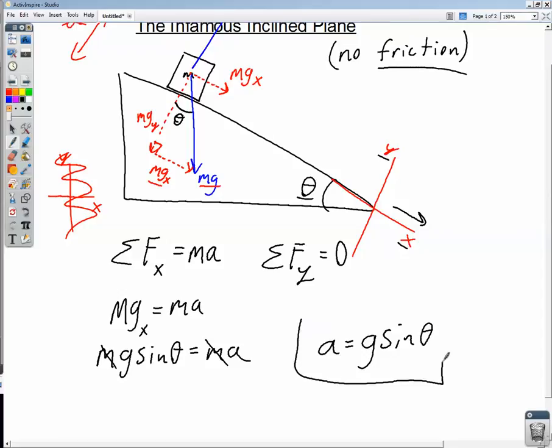And this is true for any inclined plane as long as there's no friction. The acceleration is equal to g sine theta down the plane. We don't care about the forces in the y direction. So let's use this information to do an example problem, and we'll see how this works.